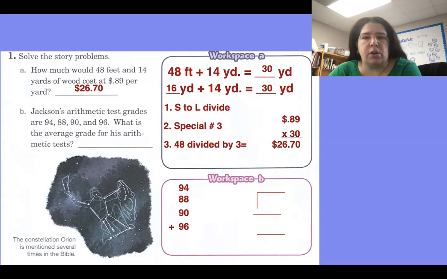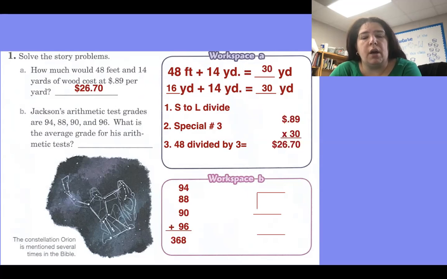When you get the answer, go ahead and unpause the video. Add them up. Very good. So if you got 368, you got the right addition answer. That's the sum. Now we need to take the sum and divide it by the number of addends. How many addends do you see? Remember, the addends are each of those test scores. How many addends? 4. Very good.